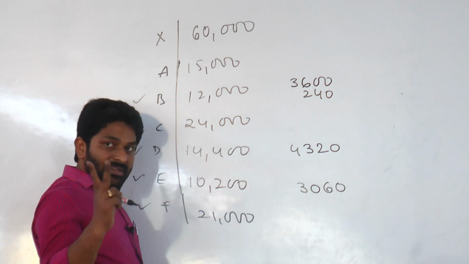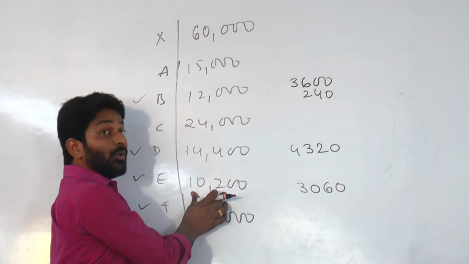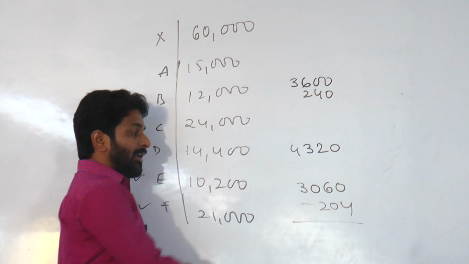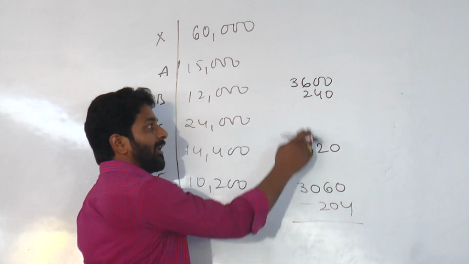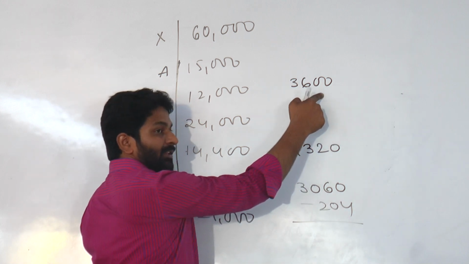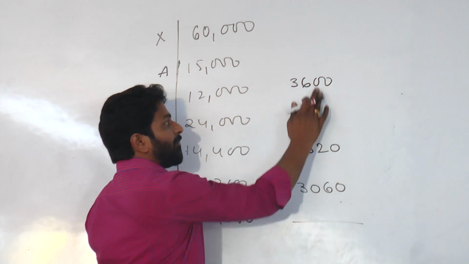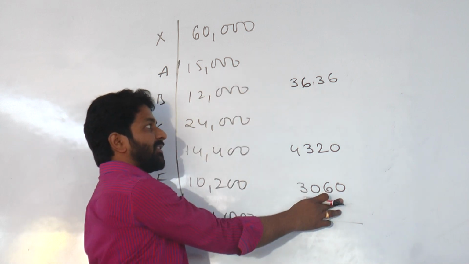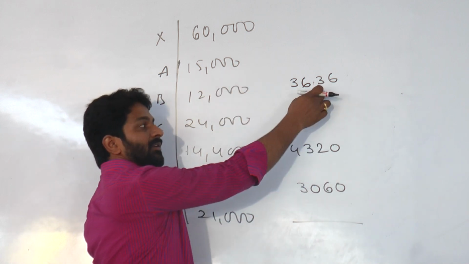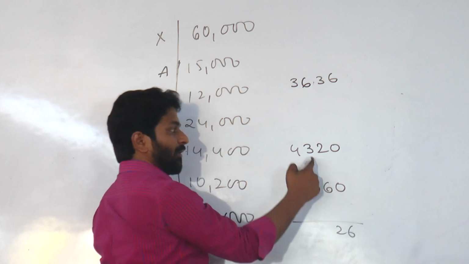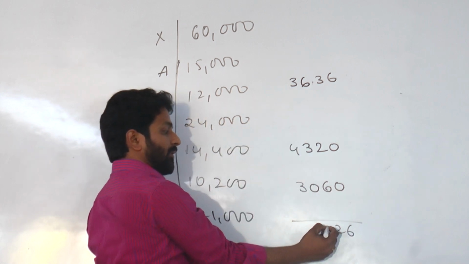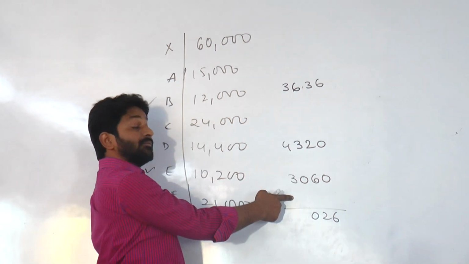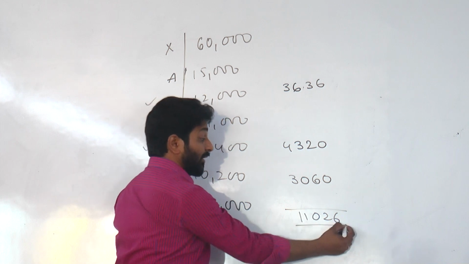3060, and then you need to subtract 2%. 1% is 102, 2% 204. So you need to subtract 204 from this number. Instead of 204 from this number, let's subtract here. You will get again 36. Let me write 36 here. Add everything. 60, 80, 126, 4, 10, and then 11 by 3.